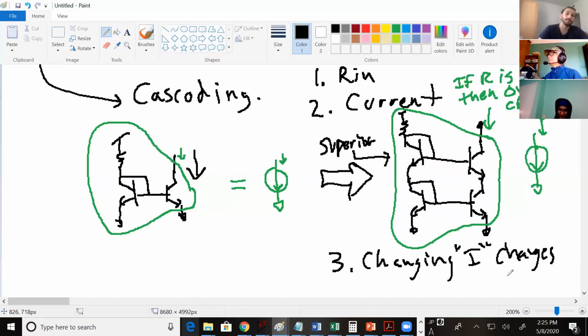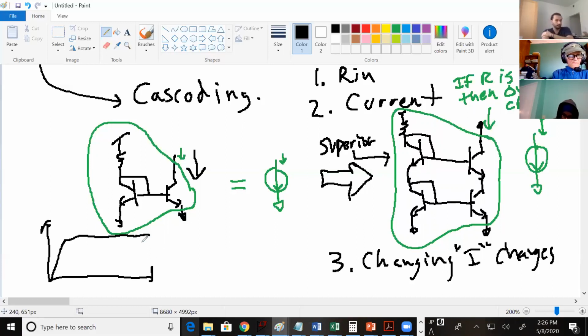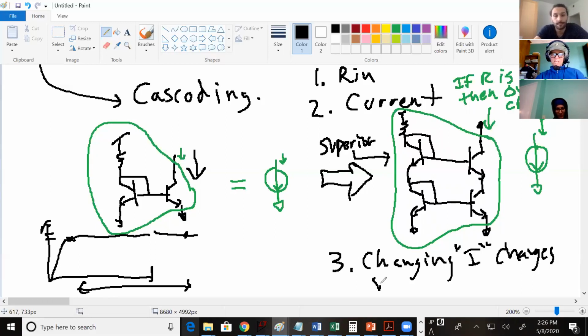Hardly changes. What's that? It hardly changes also. Think of your VDS versus IDS again. There will be a huge change in voltage with little change in current. If you just change the current this much, you've gone from this point all the way out to that point. So the voltage had to change a lot. Oh yeah, I see. Then, I know this plays with brains here, but it changes V a lot.